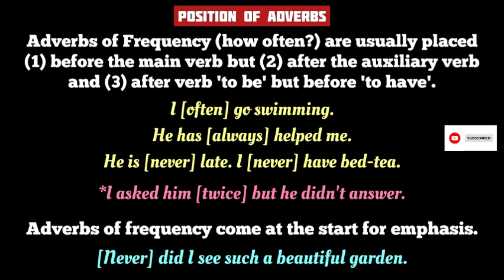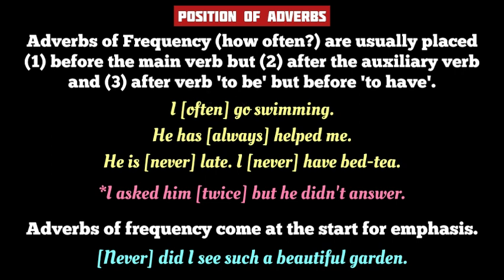Adverbs of frequency denote the frequency of action. That is, how often an action takes place. Unlike adverbs of manner, place and time, adverbs of frequency are usually placed before the main verb. For example, I often go swimming. In this sentence, often is an adverb of frequency placed before the main verb go.